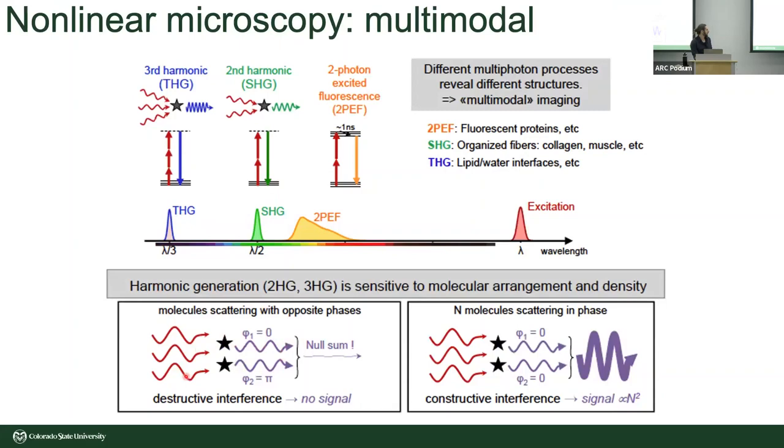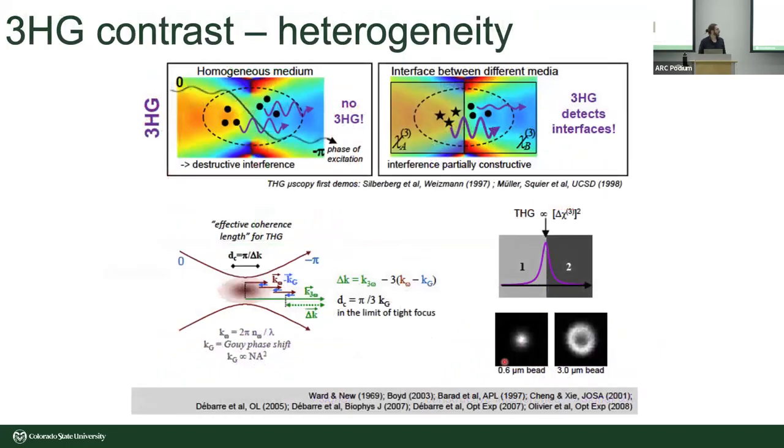And the story is the same for third harmonic generation, right? If we generate THG from one molecule, the one next to it, if they're pi out of phase, we're not going to see that signal versus if they are in phase. And this dictates what we see with third harmonic generation. Without getting into too much of the mathematics here, as we focus a laser beam, the curvature of the wavefront changes from one direction to the next. That's expressed in what's called the Gouy phase shift.